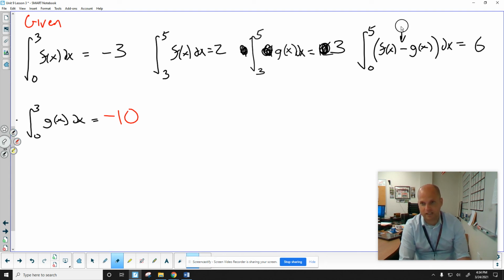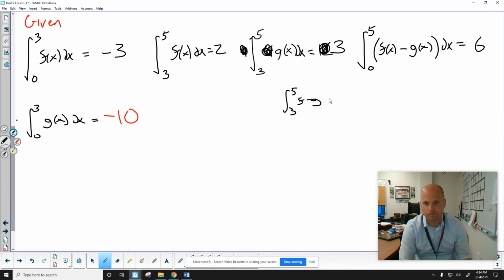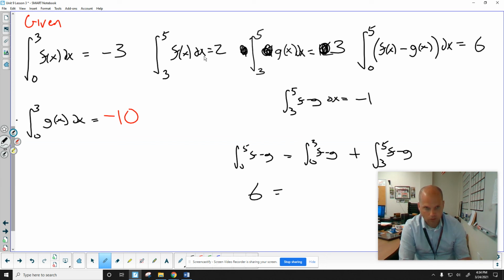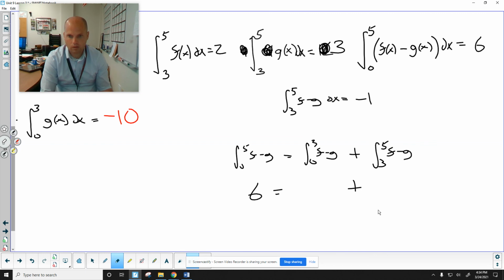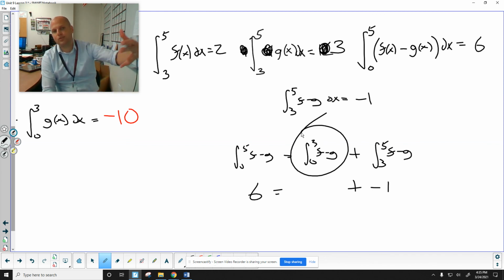Okay, I'm actually going to start with this. I'm not going to split this up. Instead, what I'm going to do is figure out what 3 to 5 of f minus g is. 3 to 5 of f minus g is negative 1. Okay? So I got 0 to 5, I got 3 to 5. Well, 0 to 5 of f minus g will equal 0 to 3 of f minus g plus 3 to 5 of f minus g. 0 to 5 is 6. 0 to 3, I'm going to come back to that. 3 to 5 is negative 1. Okay? So I get this. Finishing off, that means this has to equal what? It's got to equal 7.